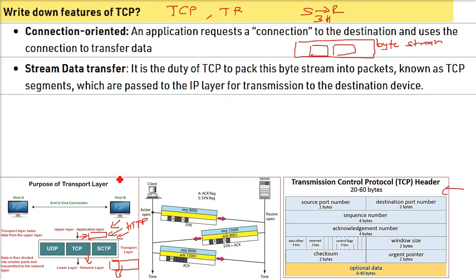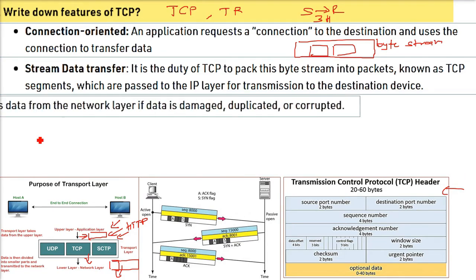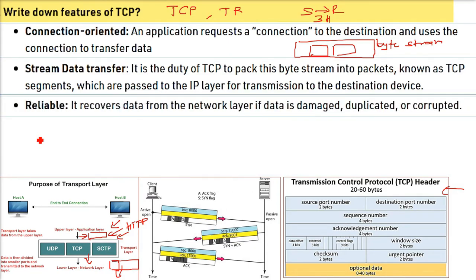And it goes to the network layer then. The important part of TCP is reliability. Reliability is achieved through acknowledgement and retransmission. Every TCP segment has to get an acknowledgement. If you are not getting an acknowledgement, there will be retransmission.